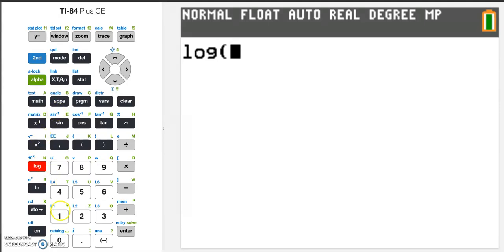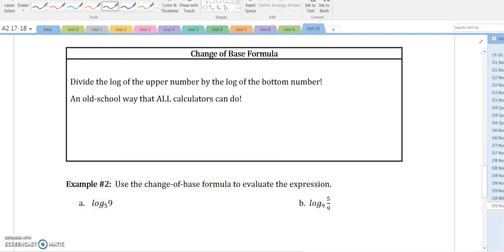If you forget that, just look right above the log, see in blue where it says 10 to the x. That's what can remind you. Since it's only a base 10 log, we're only allowed to type base 10 logs into our calculator. But that kind of stinks because, for example, in this problem, letter A, we have a base 5. Or in letter B, we have a base 9. What am I supposed to do if I don't have a base 10? How can I type it in my calculator? I'm not going to have an answer.